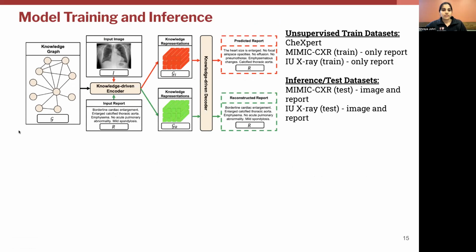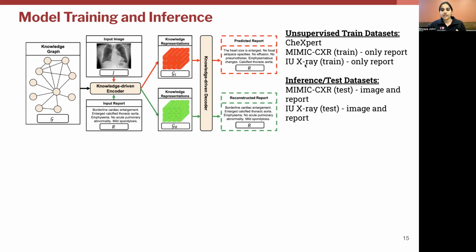So coming to model training and inference, how does this work? First, we go over the training datasets and the inference datasets we used. CheXpert is used for the images. For MIMIC-CXR, the train part of it is used, but only the reports from it. The images are discarded because we want to do unsupervised training.